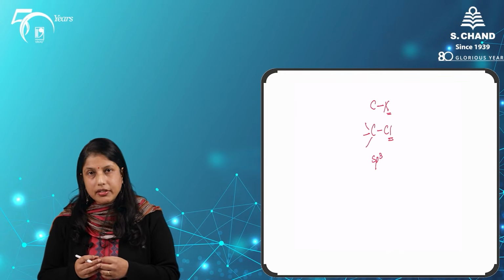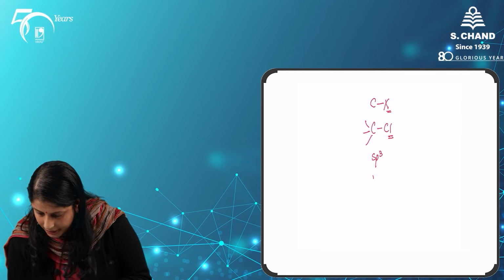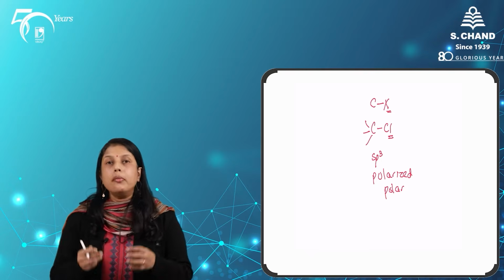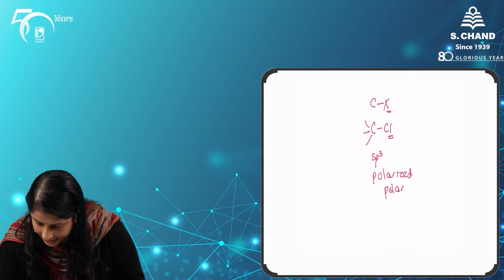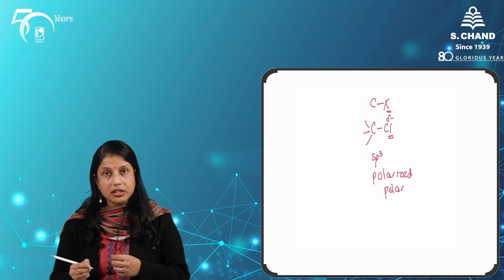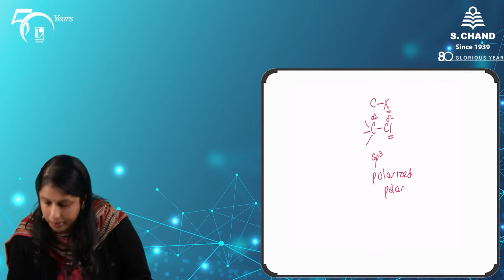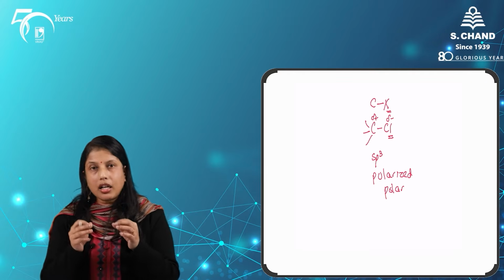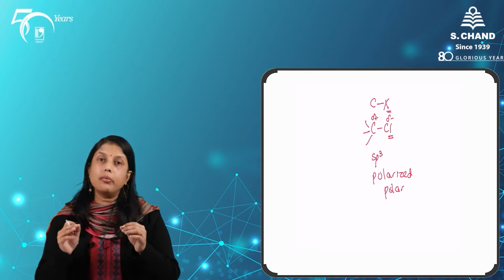What is the consequence of this? It means that this carbon halogen bond is going to be polarized, or we can say that it is a polar bond. Because the chlorine has a greater share of the electrons, it gets a slight negative charge, and our carbon is going to get a slight positive charge. This positive charge makes our carbon behave somewhat as an electrophilic center.